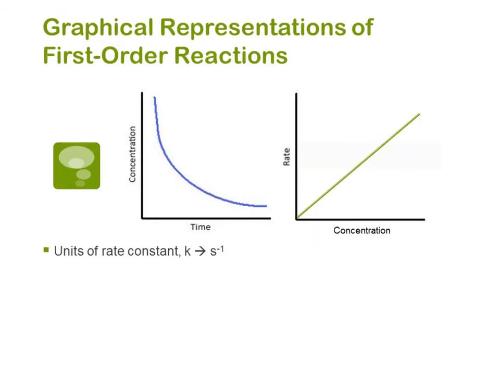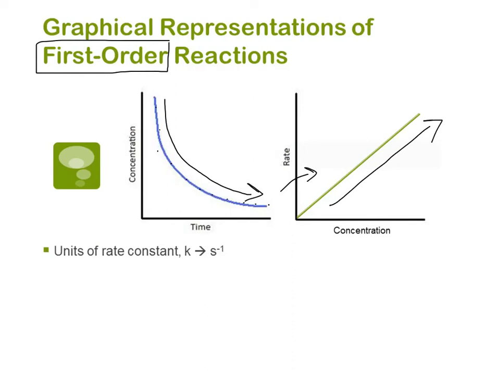The graph changes a little bit. For a first order overall reaction, concentration versus time is a decreasing curve. If we were to plot the rates, so we're taking the rates at each point on our concentration versus time graph, and we're graphing that versus concentration, it would be a straight line with an increasing slope. The units for K with a first order reaction would be seconds to the minus 1.